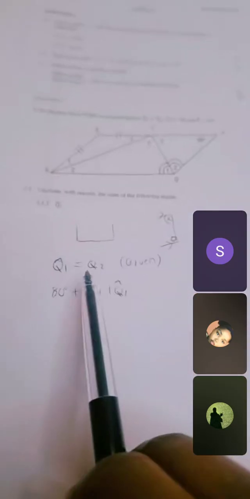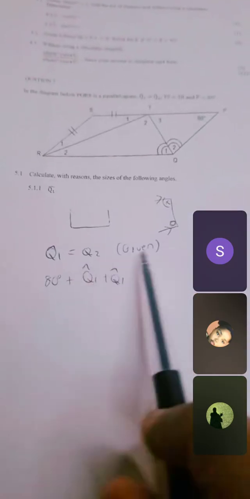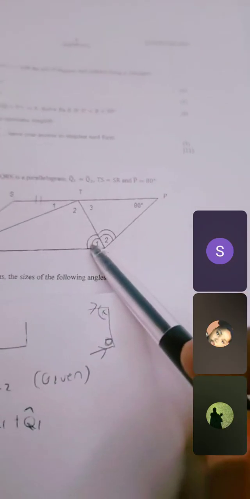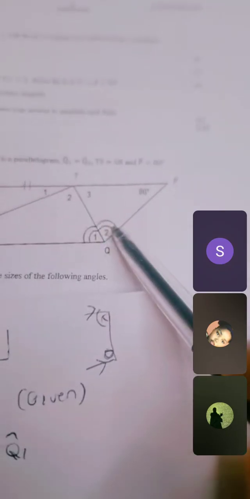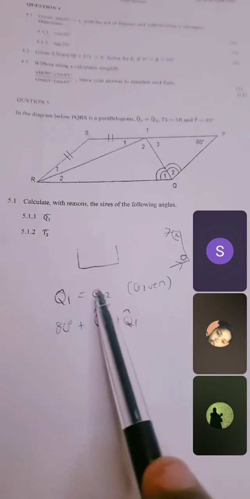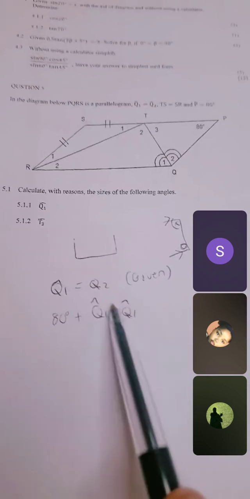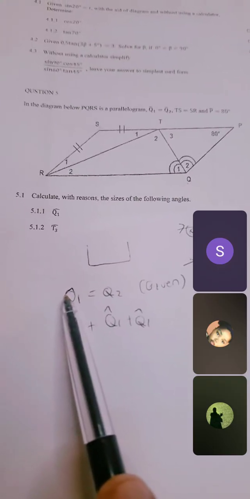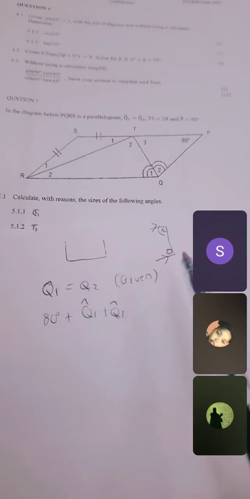Remember, because you said angle Q1 is equal to angle Q2, that's given. You can say 80 degrees plus Q1 plus Q1. Most of you wanted to say angle Q1 plus angle Q2, but because you've already established that the two are equal, it means in the place of Q2 you can replace Q1. Are you hearing me, guys? Then you say that's all equal to 180 degrees. Your reason.